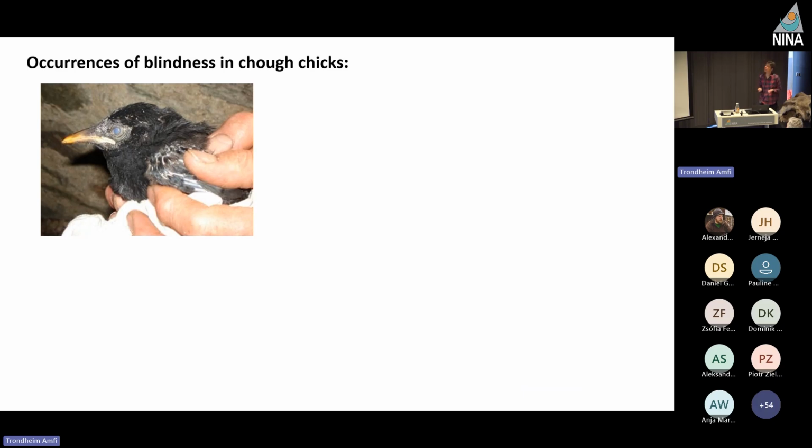And of course, that doesn't matter when it's growing up in its nest, which traditionally is in a cave when it's dark anyway, and its parents are stuffing it with food. But then, of course, when it tries to fledge, it's not going to end well.